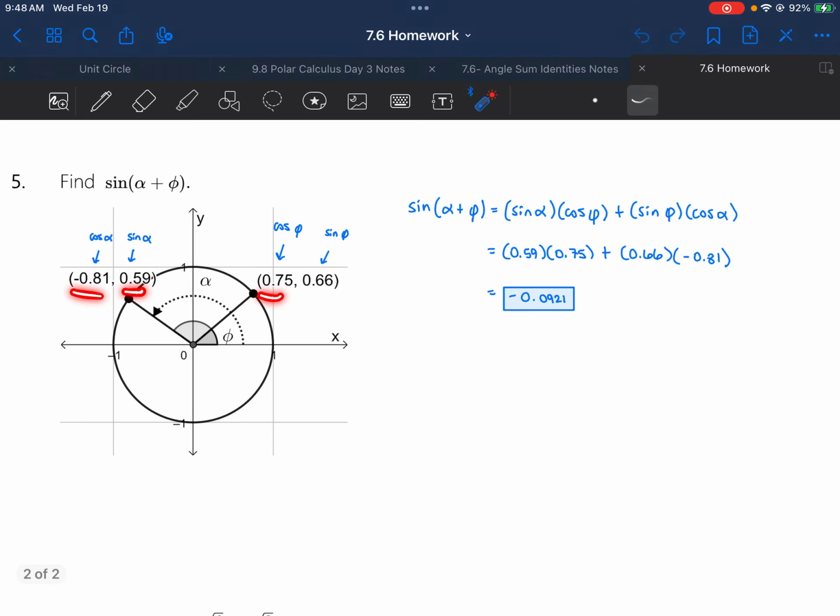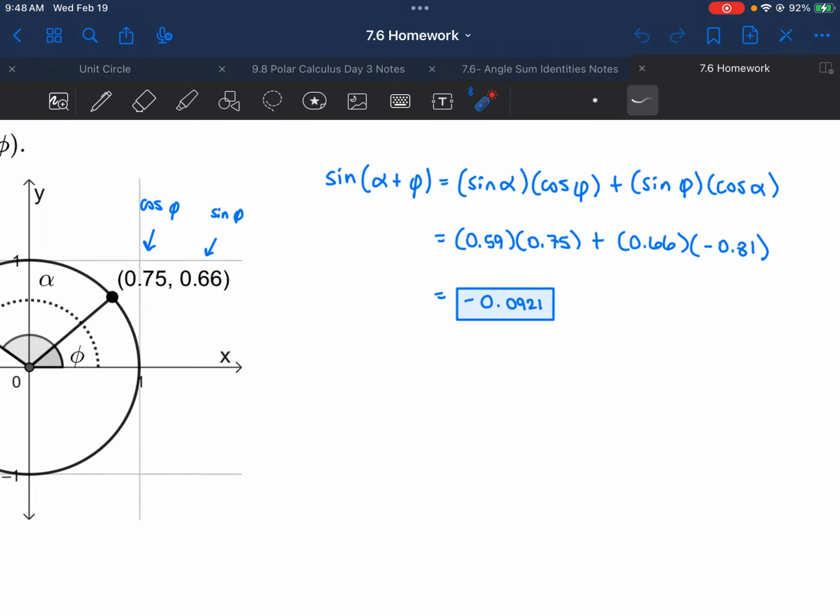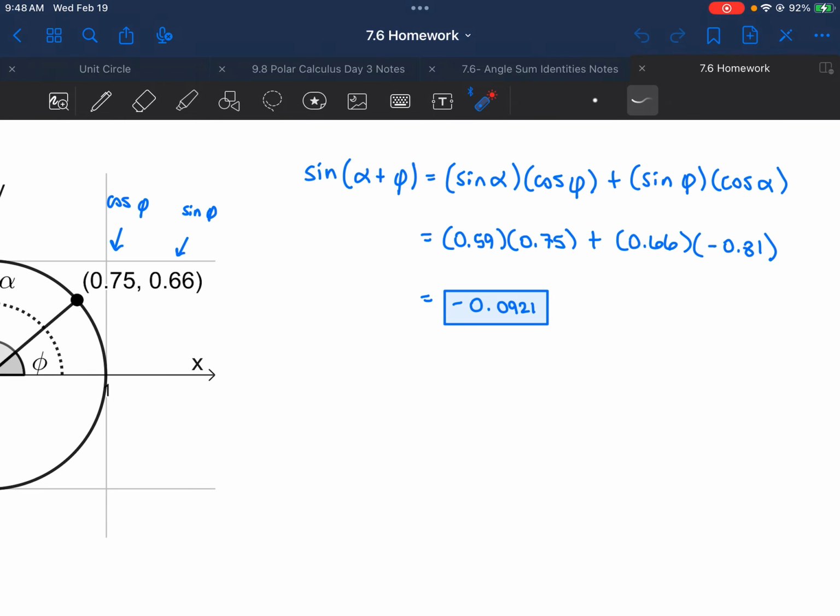So these give us all the values we need to plug in right here. Then you just plug them in, use your calculator, because this is calculator active right here, and you get negative 0.0921.